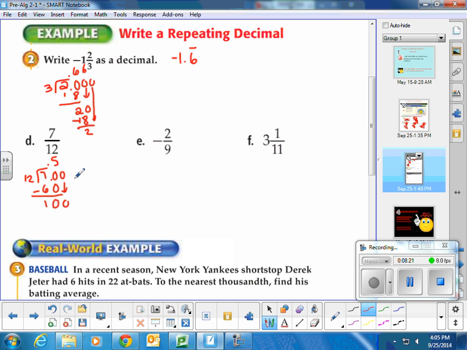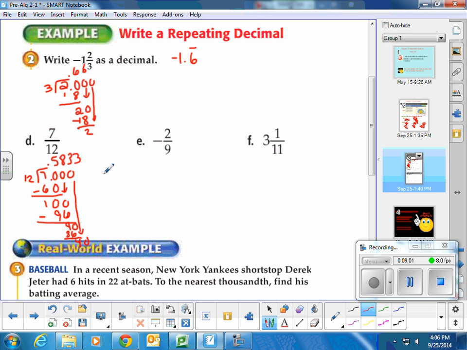Now 12 goes into 100 8 times. 8 times 12 is 96. Subtract, you get a 4. 12 goes into 40 3 times. 3 times 12 is 36. Subtract and you get 4 again. If you were to add a 0 and bring it down, we'll have 40 again. 12 goes into 40 3 times. It's going to just continue on because we keep getting a remainder of 4.